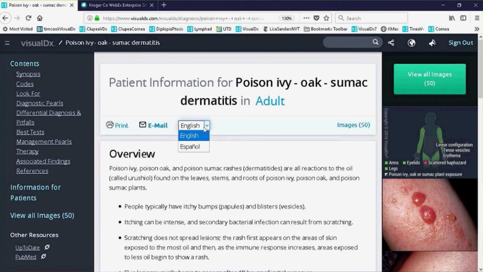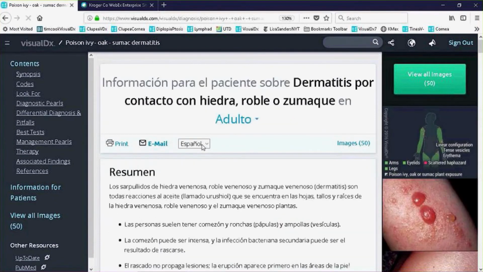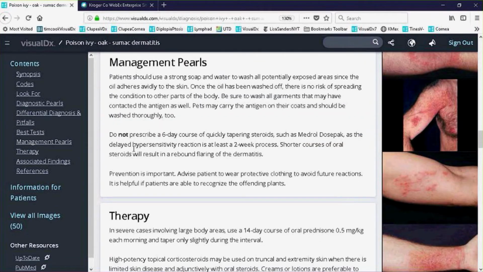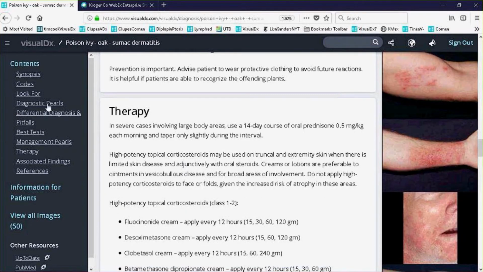You also can change the handout into Spanish now. So you can print or email a handout on all the common dermatologic diseases in English or Spanish. Remember, I made that point in the lecture about management of poison ivy. So under management pearls, the authors of the text have put in, do not prescribe a 6-day course of quickly tapering steroids, and then right below is the therapy for poison ivy.